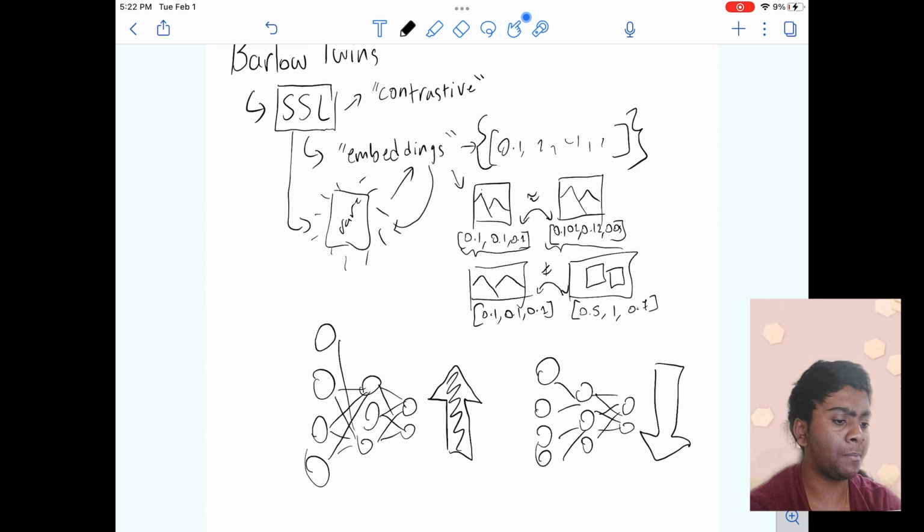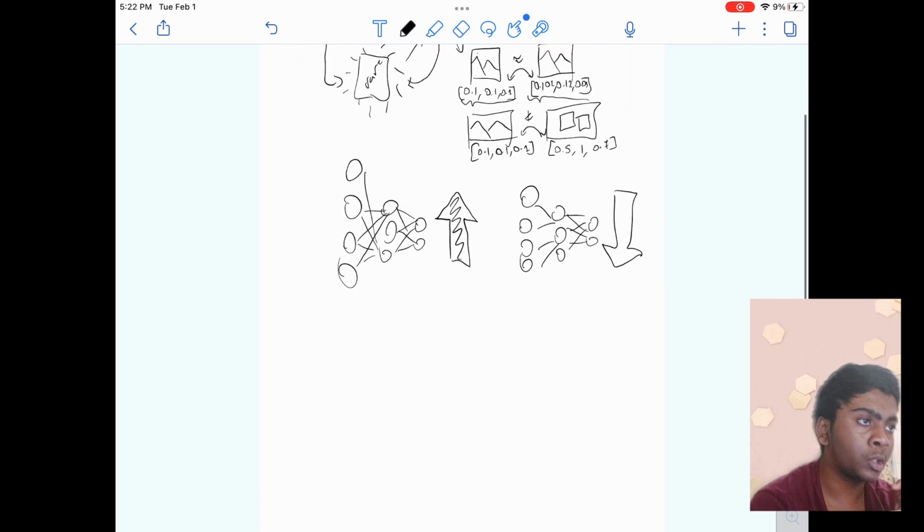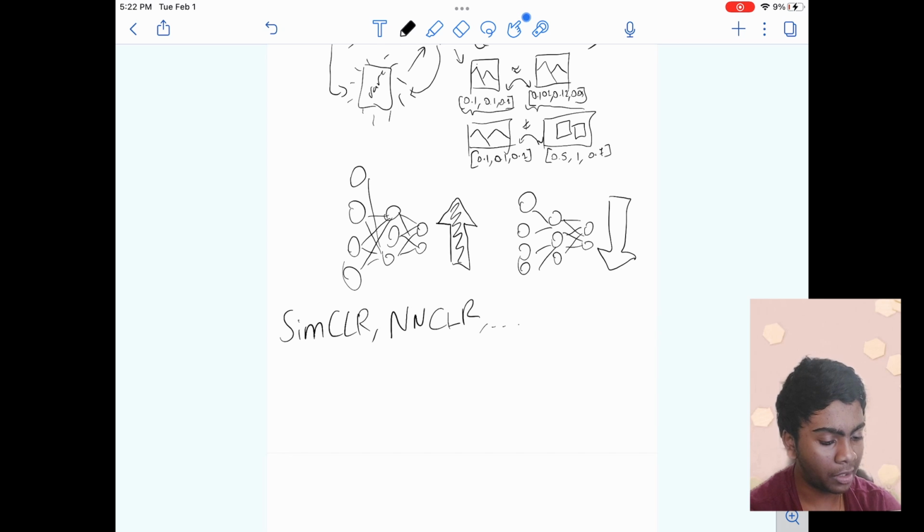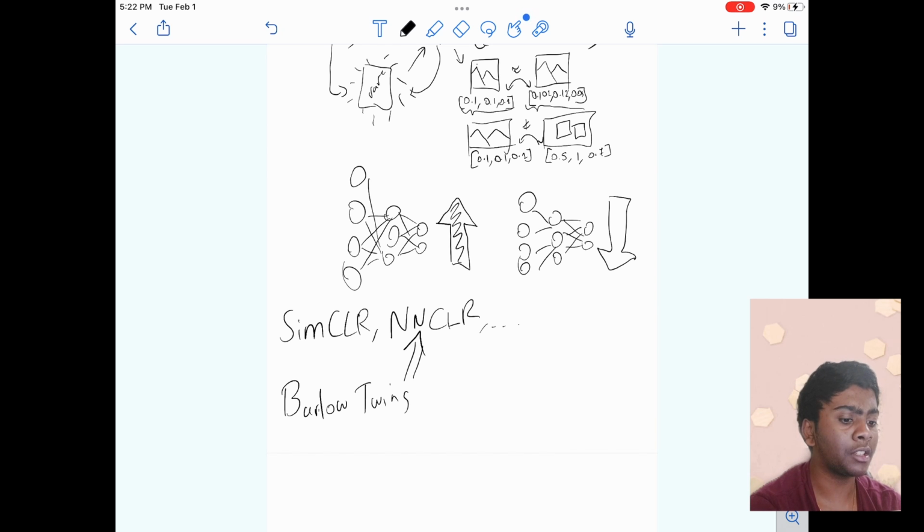And so now you might be thinking, hey, what makes Barlow Twins special? Because if you're familiar with the machine learning community and the papers on arXiv, you would see a lot of self-supervised algorithms. For example, there is SimCLR and NNCLR, and there are actually a lot more. But what distinguishes Barlow Twins from the rest? So that's a good question.